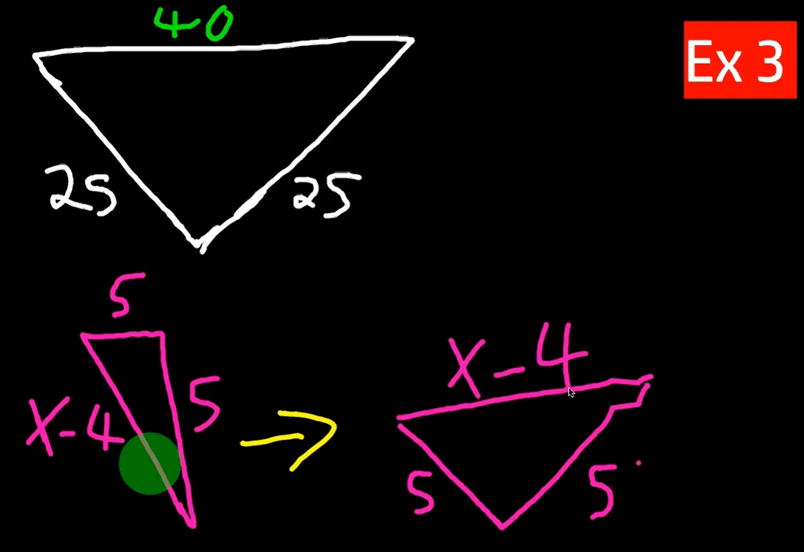This one's actually a little bit easier because two of the sides are the same, so it doesn't really matter. Just make sure that the two bigger sides are on top. So once again, I got 40 up here. X minus 4 down there.